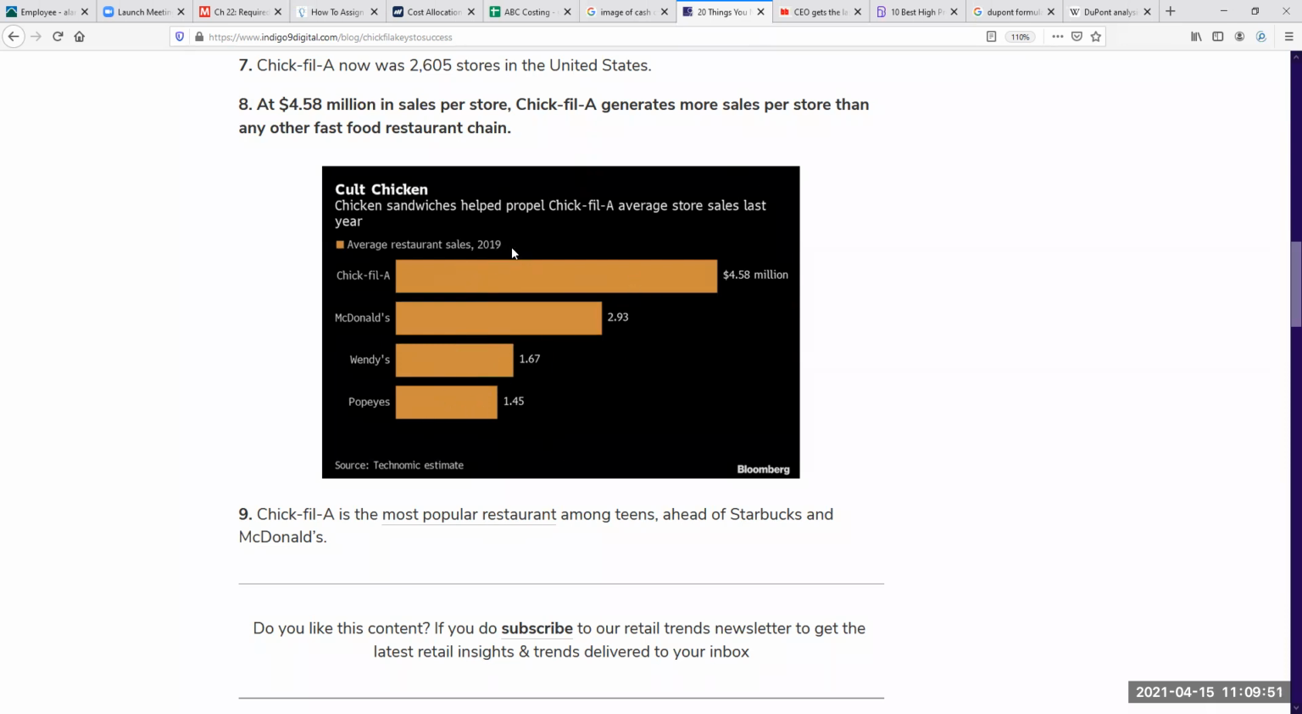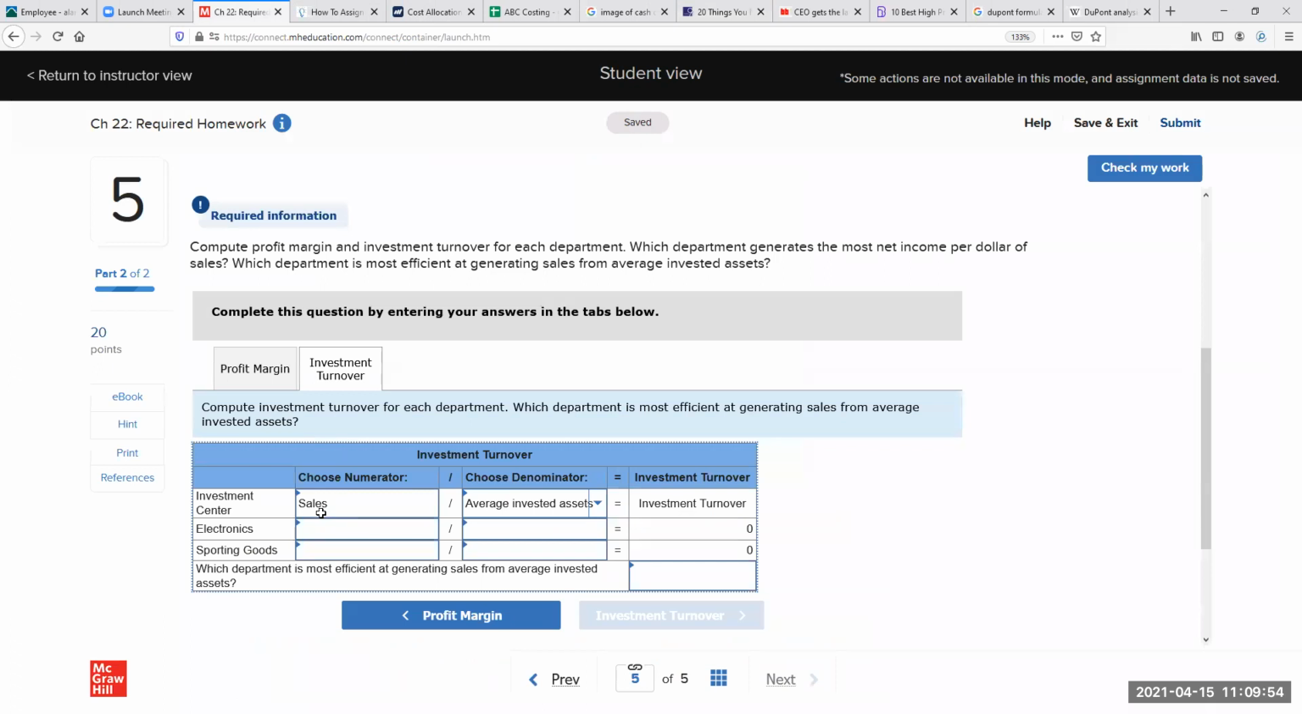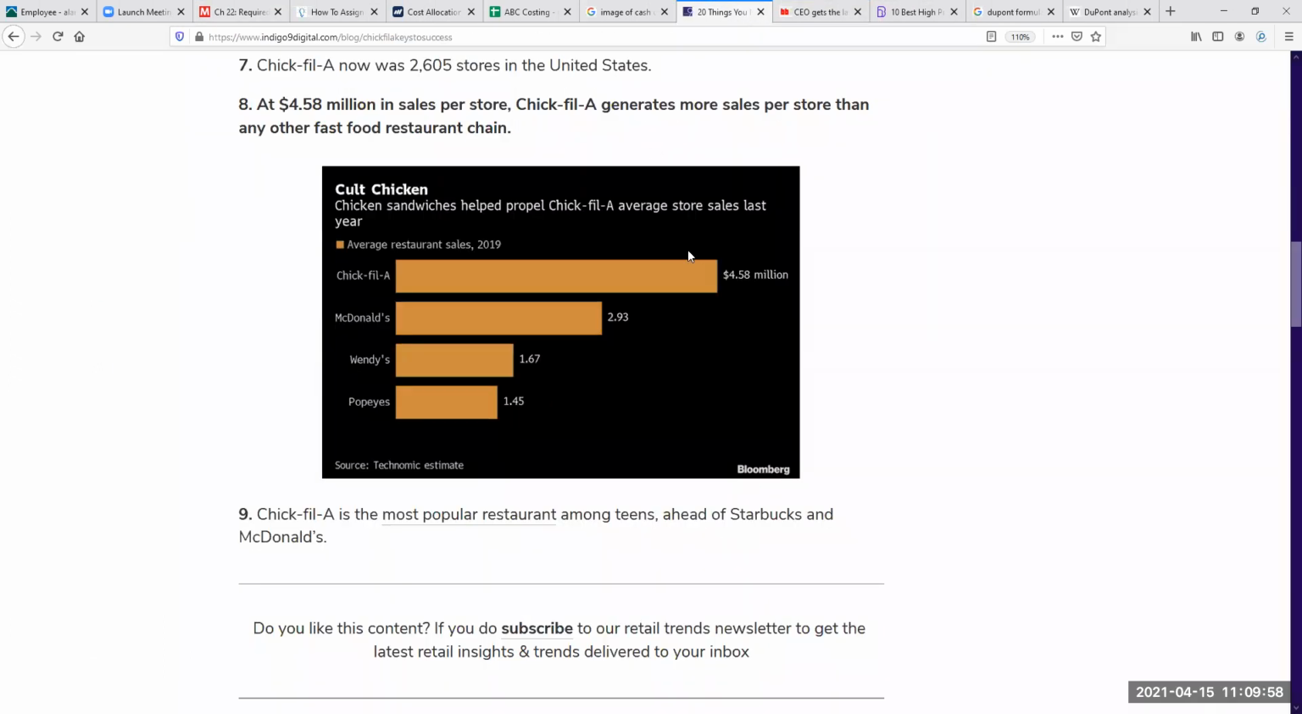So now imagine this. Take the equation now. Sales divided by what it costs to build that location. So let's just make it simple today. It costs $1 million to buy the land and build that little restaurant. $1 million. So $4.58 million divided by $1 million is 4.58. Well, what does that mean to you? 2.93 divided by 1 is 2.93. 1.67, 1.45 divided by 1 million is 1.45. But what does that mean? What does that mean?